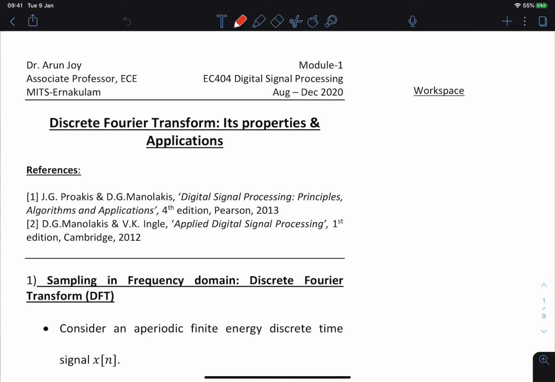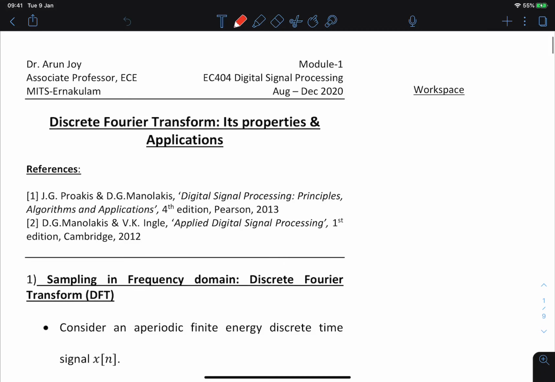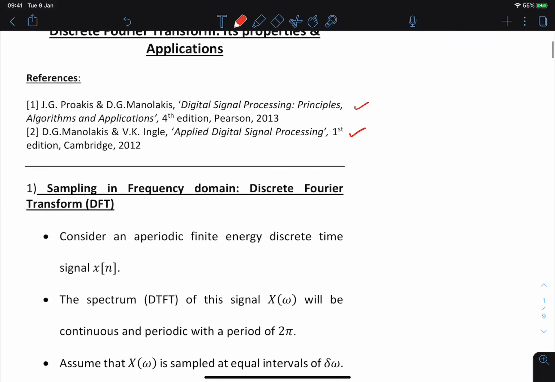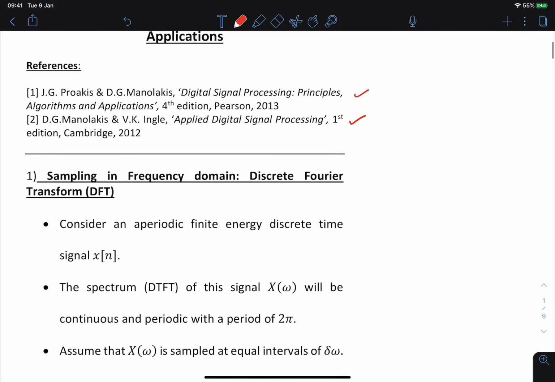So today's lecture we'll be seeing the concept of the discrete Fourier transforms, and these are the two references: the book by Proakis and the second book by Manolakis, where the first book will be the main textbook for almost the full course. Now we'll see what is discrete Fourier transform.